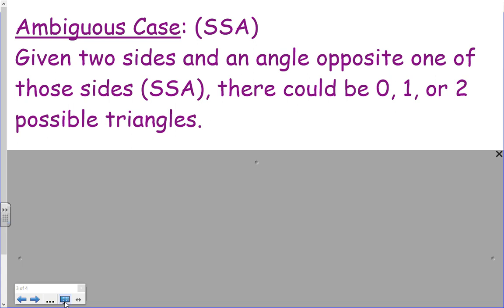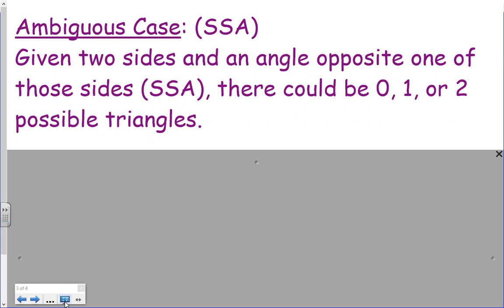We looked at what happens when you make side A too short, when you make it exactly the right length to get a right triangle. What if it's longer than that, but shorter than the other side that we're given? And then the last scenario is what happens if it's longer than the other side we're given. Those are the possibilities there.